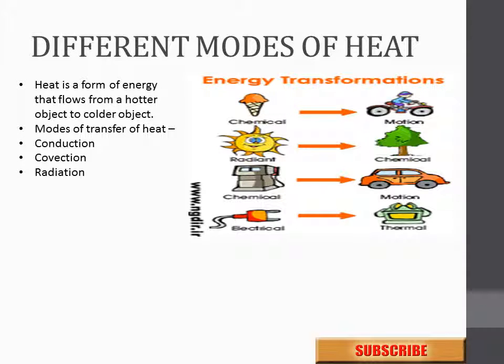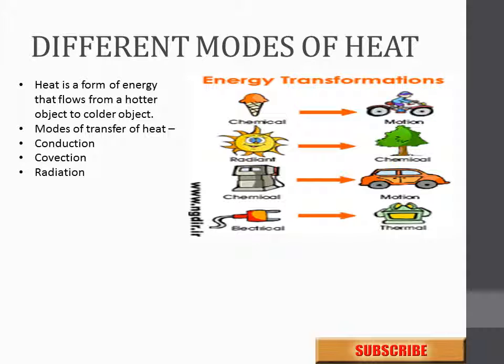Now there are different modes of heat. You can see in the diagram that there is energy transformation taking place. From chemical energy it is converted to motion, radiant to chemical, chemical to motion, electrical to thermal. So these are various energy transformations, and there is a transfer of heat taking place. We'll learn what transfer of heat is.